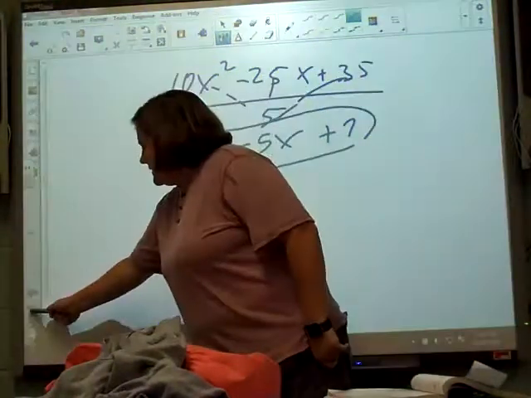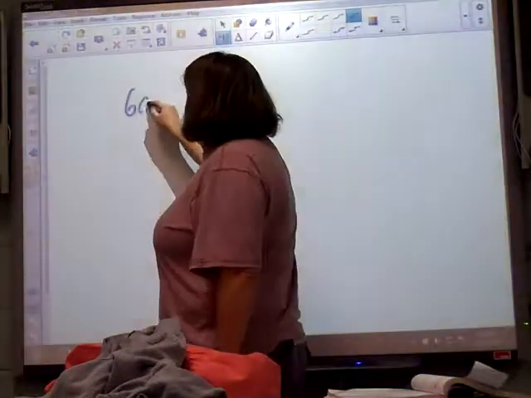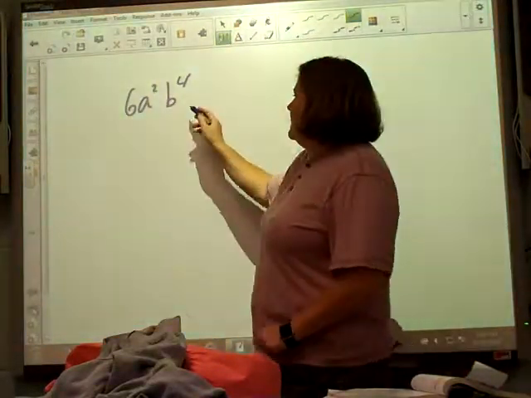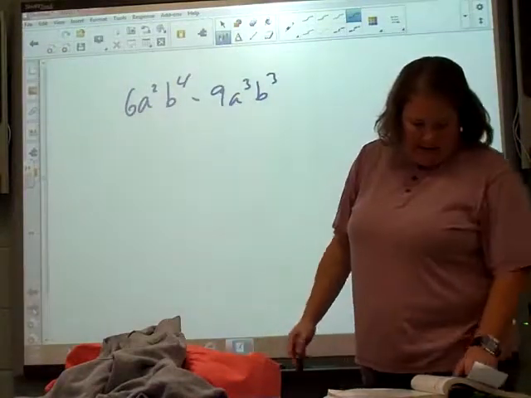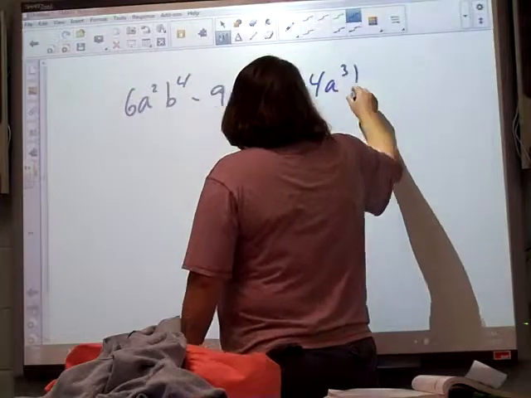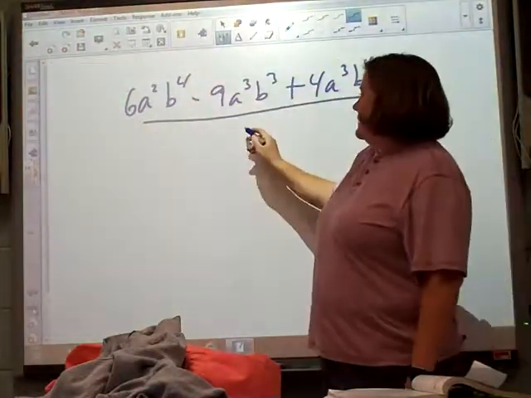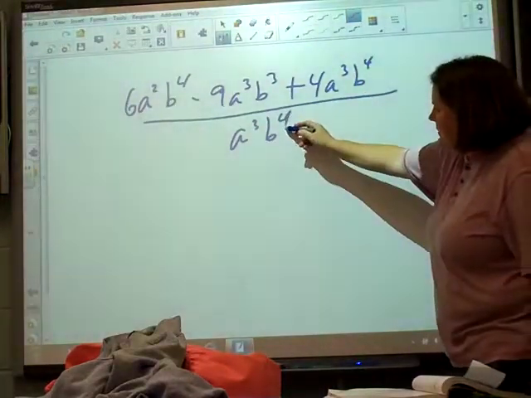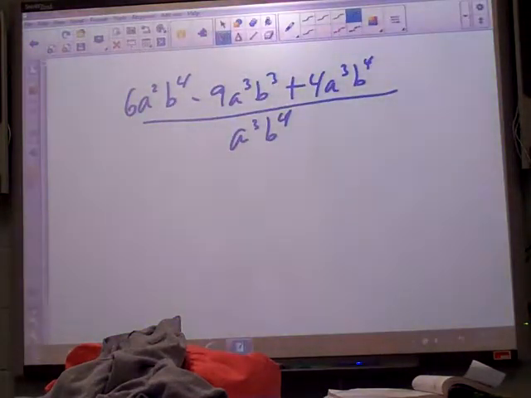Alright, so then we'll move on into that. I got 6a squared b to the 4th, then I got minus 9a cubed b cubed, and then I've got plus 4a cubed b to the 4th, all divided by a cubed b to the 4th. Yeah, and a's and b's.